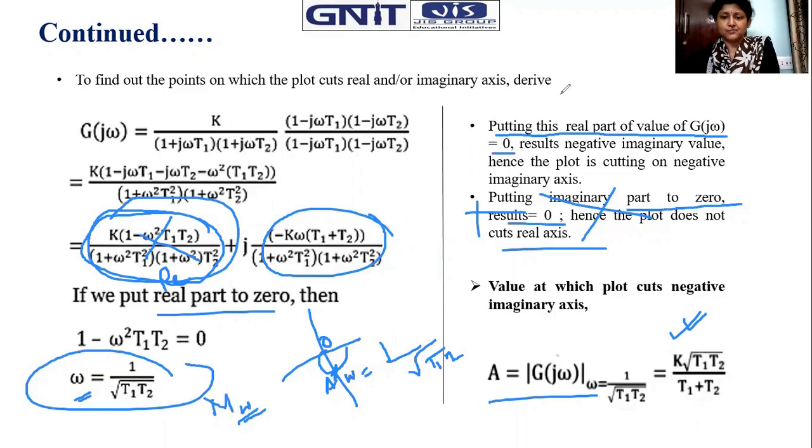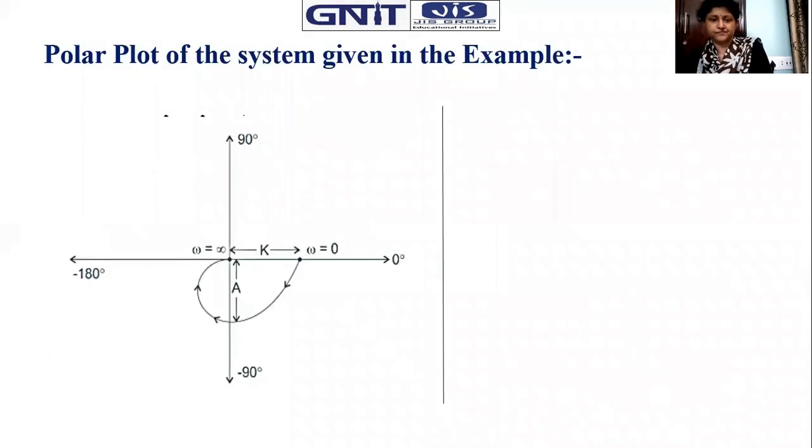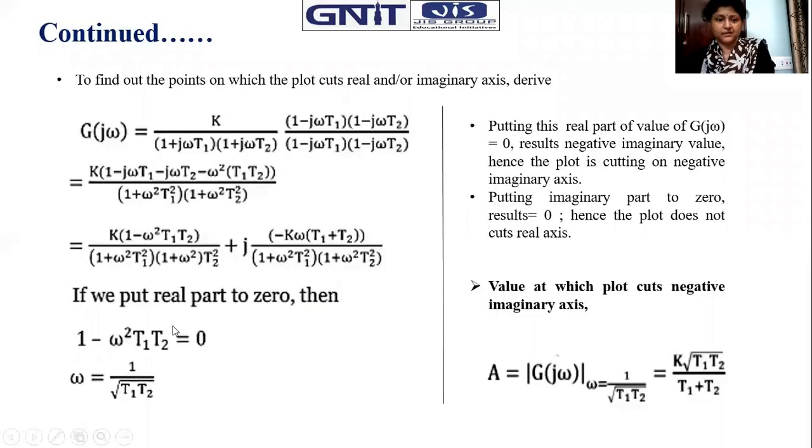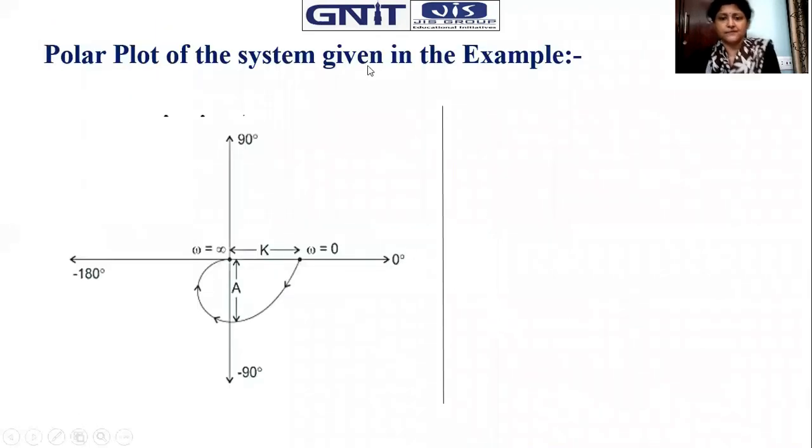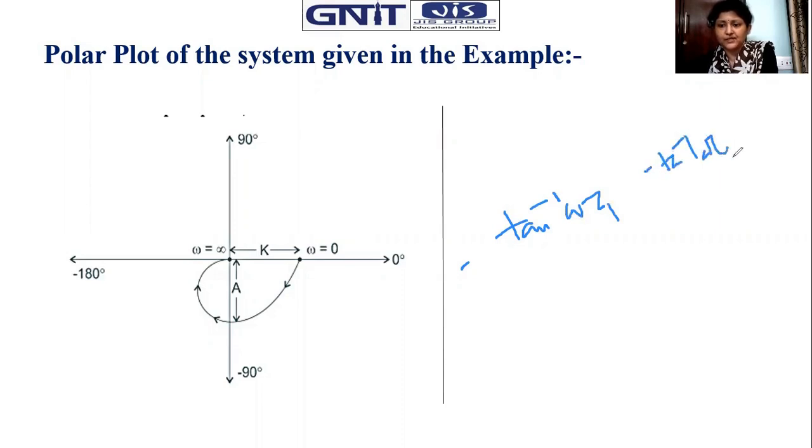Okay, so in this way, or another approach is that, let's find what was the angle. Okay, what is the angle? Minus tan inverse of omega tau 1 minus tan inverse of omega tau 2. So here it's very simple. That will become minus 90 while it is crossing the j omega axis, right?